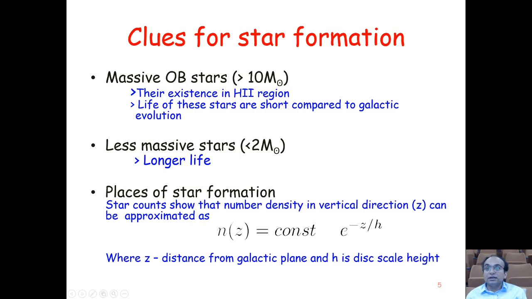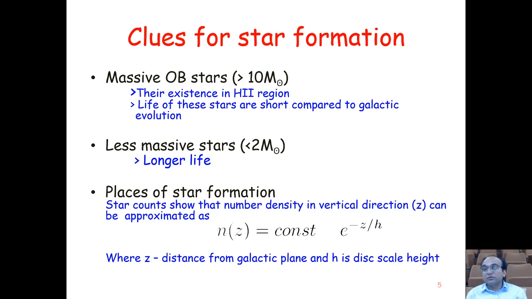So if you see that, then in the sky there are the massive O-type stars, that is more than 10 solar mass, and they exist in H II regions, as you call it. The lives of these stars are very short compared to the galactic evolution of the galaxy, of the order of million years. And there are less massive stars, less than 2 solar mass, and intermediate stars also. They have a longer lifetime. So you'll see why one has a longer lifetime and one has a smaller lifetime.